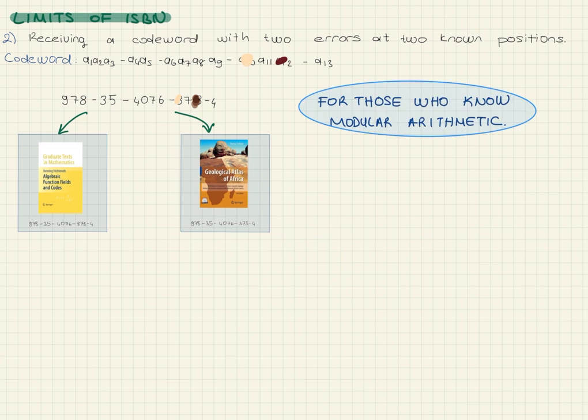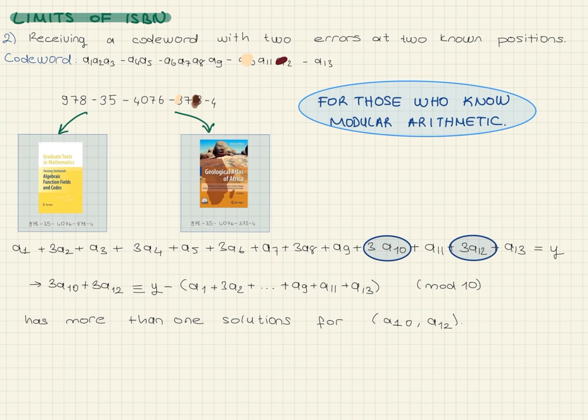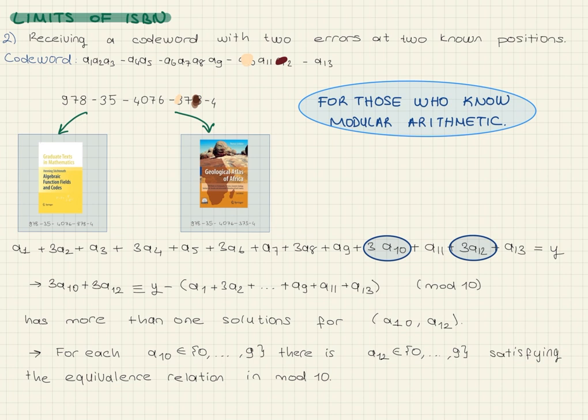For a more general understanding, we use modular equalities again. Assume that we know all the digits were correctly transmitted except the 10th and the 12th. This gives us a modular relation. Namely, 3 times a10 plus 3 times a12 is congruent to y minus all other summands modulo 10. But this has more than one solutions for the pairs a10, a12. Actually, for any fixed a10 between 0 and 9, you get a different a12 that makes the equation hold.